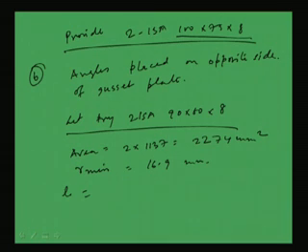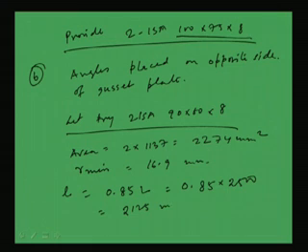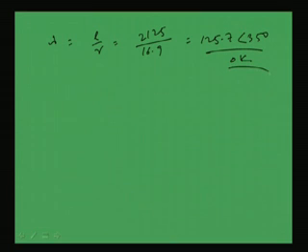And L for this arrangement, where the angles are placed on the opposite side of the gusset plate, the effective length will become, as per Codal provision, 0.85 L. So, this will become 0.85 into 2500, which is 2125 millimeter. Thus, lambda will become L by r, that means 2125 by 16.9. This is coming 125.7, which is less than 350. So, we can say okay, right.